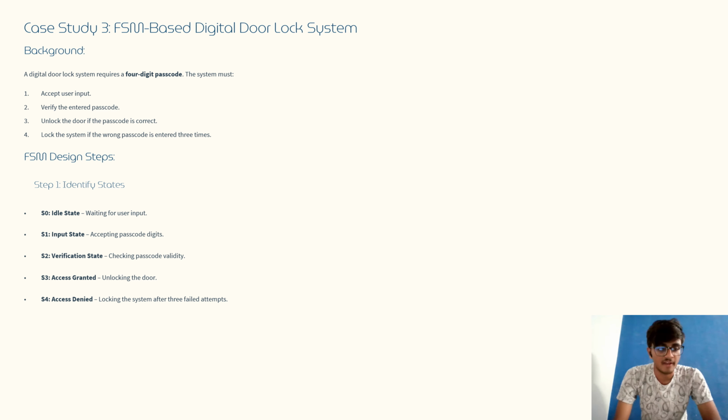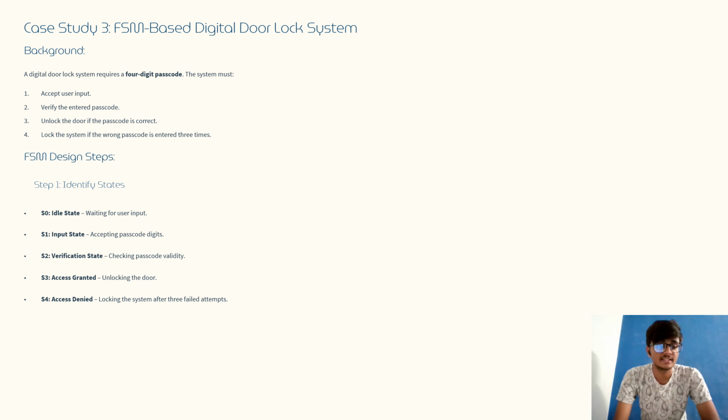Step 1 is identify states. The first one is the idle state. Idle state is waiting for user input. The second state is the input state. Input state accepts passcode digits. The third state is the verification state. Verification state includes checking passcode validity.